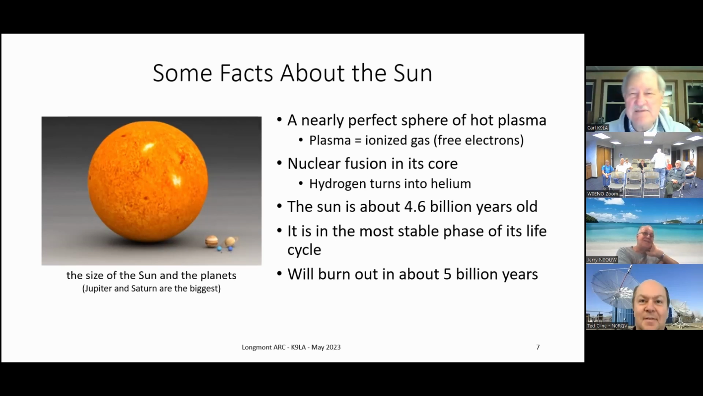And the sun is a nearly perfect sphere. It's a plasma, which is an ionized gas. That means there are free electrons running around in there. It creates heat by nuclear fusion, which turns hydrogen into helium. The sun's about 4.6 billion years old, and it's in the most stable phase of its life right now. It's going to burn out in about 5 billion years.